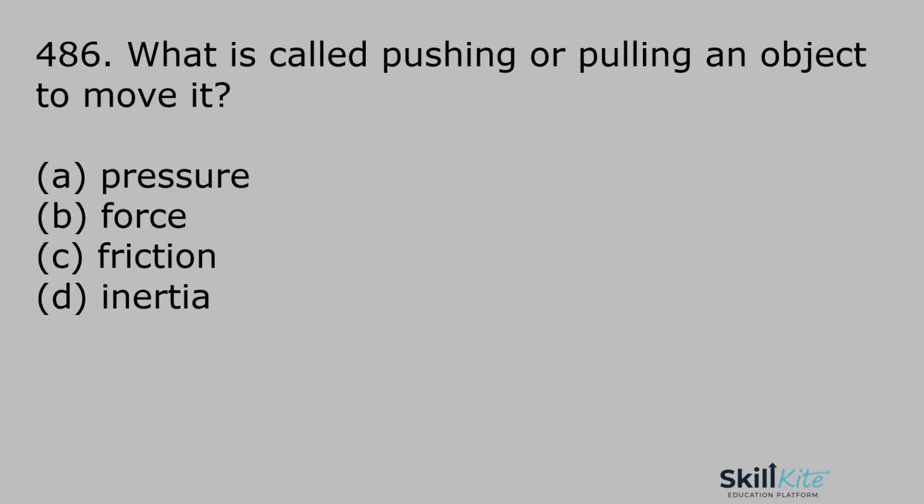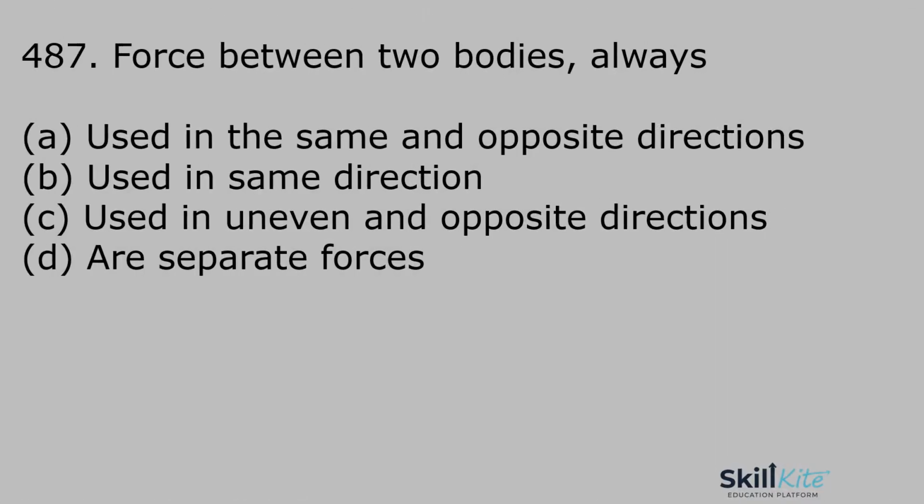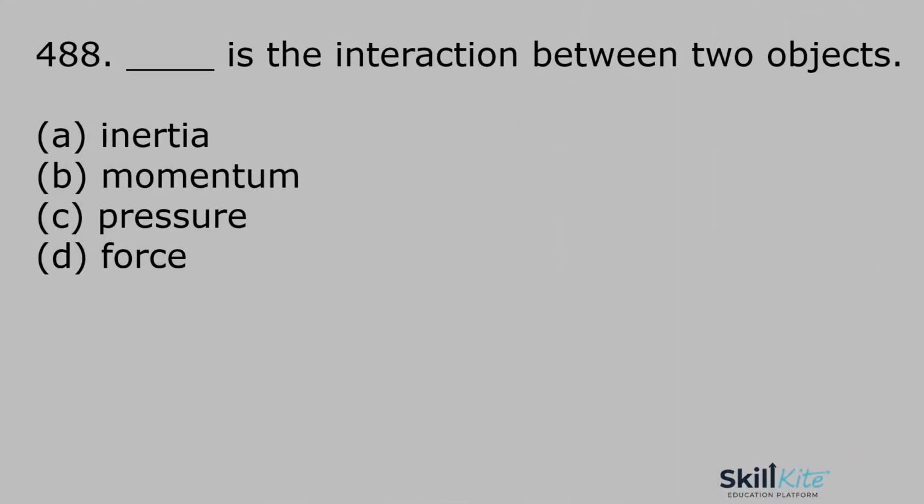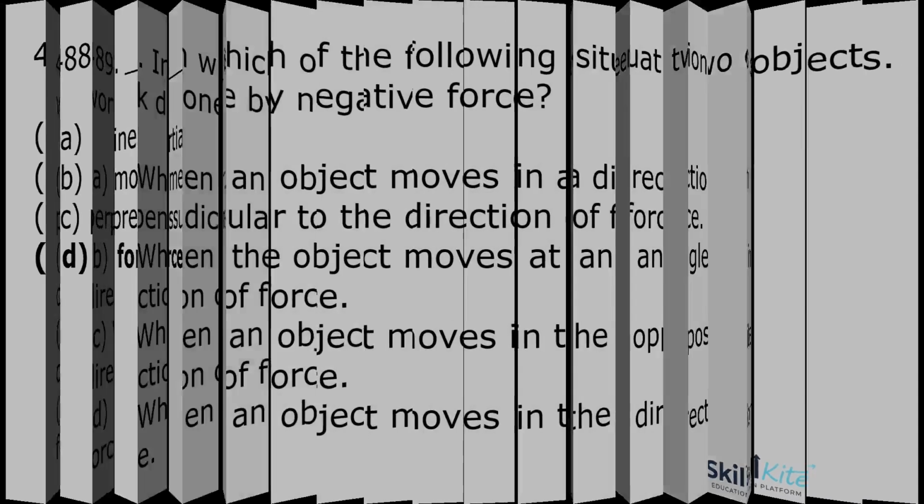What is called pushing or pulling an object to move it? That is force. Force between two bodies always acts in the same and opposite directions. Dash is the interaction between two objects. That is force. Force is the interaction between two objects.